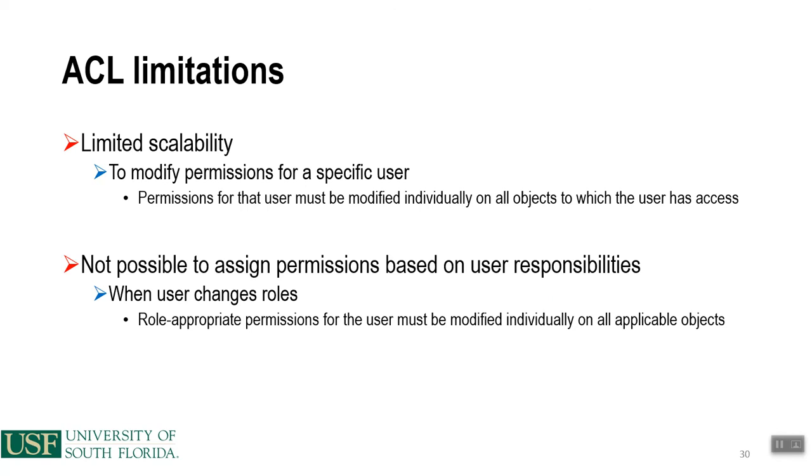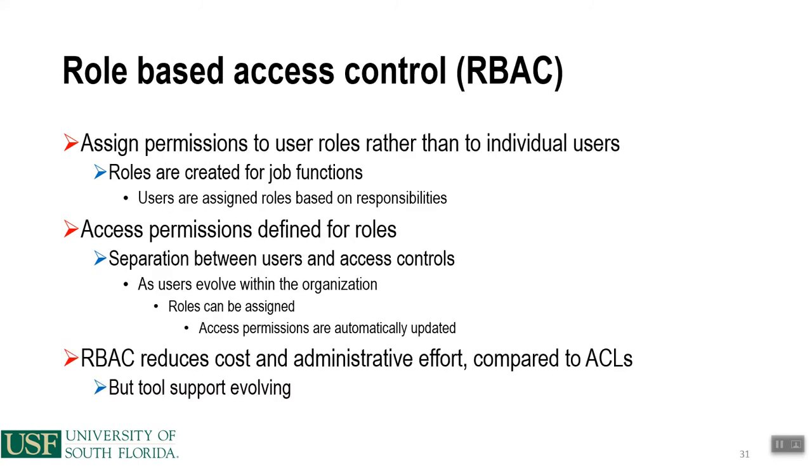Now the limitation with ACLs, although they're very powerful, is that they have limited scalability. If you want to modify permissions for a specific user and scale that to a large scale, it's going to be very difficult. Permissions for that user must be modified individually on all objects to which the user has access. You can imagine that this process would get very cumbersome and tedious for a very large organization. And it's not possible to assign permissions based on user responsibilities. What happens when a user changes roles? The role-appropriate permissions for the user must be modified individually on all applicable objects.